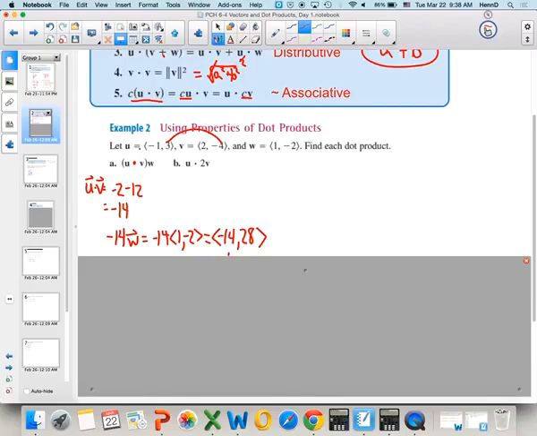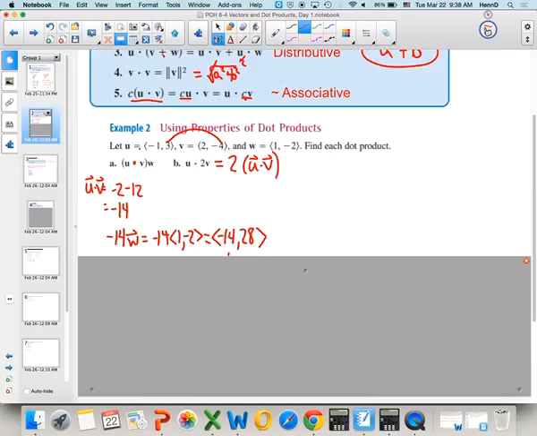Now here, I have U dot 2V. So guess what I'm going to do? I already found U dot V over here, right? So I'm going to use this property, number 5 up here, to rewrite this as 2 times U dot V. See how we can do that?